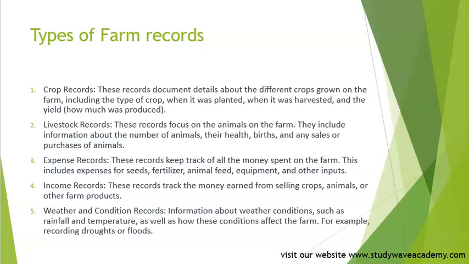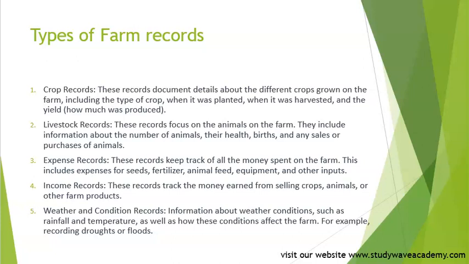Income records. These records track the money that is earned from selling crops, animals, or other farm products. Weather and condition records. Information about weather conditions such as rainfall and temperature, as well as how these conditions affect the farm. For example, recording droughts or floods.